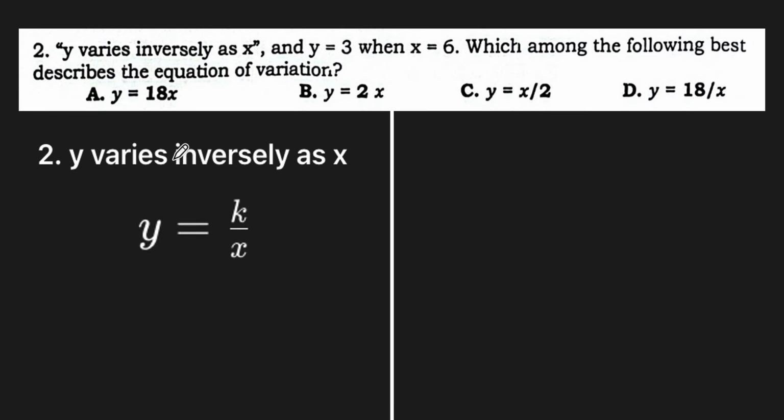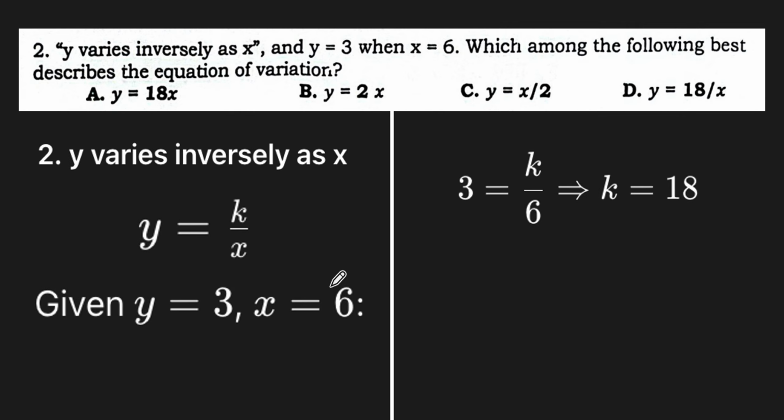Now, in item number 2, y varies inversely as x and y equals 3 when x is equal to 6. Which among the following best describes the equation of variation? In this case, we talk about the inverse variation. So we have here y varies inversely as x, which is the main thing. We can represent it as y equals k over x. Now we have the first given. The first y is 3 and x would be 6.